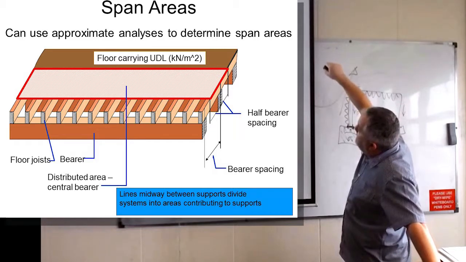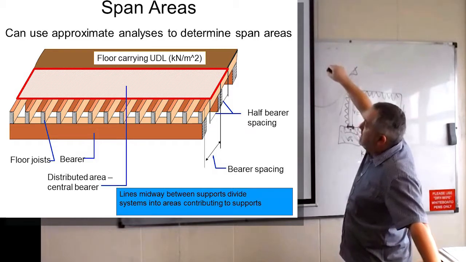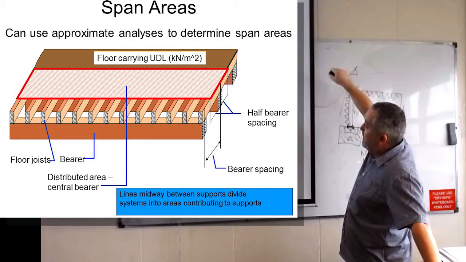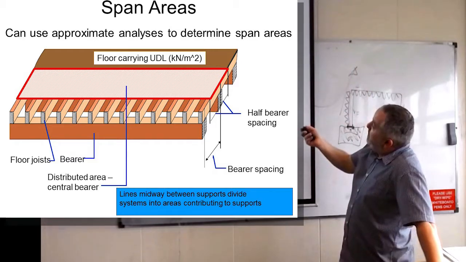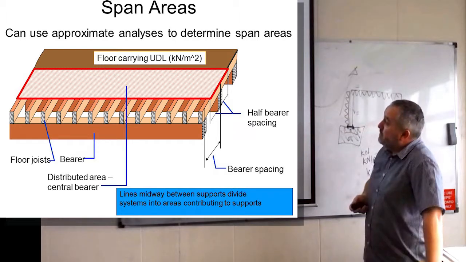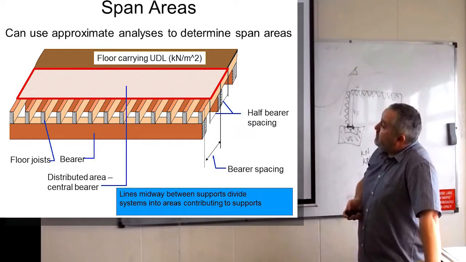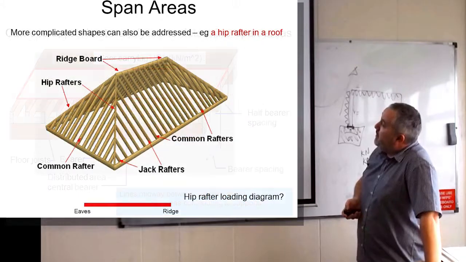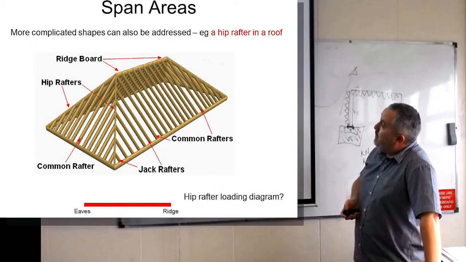So you'll find that this distance here is the same as the span distance, and then that there is the length of the actual beam itself. So that would be our area for the load.